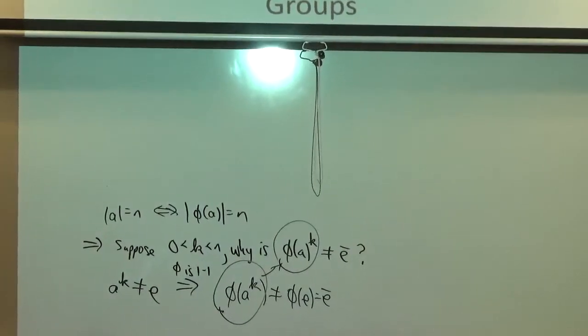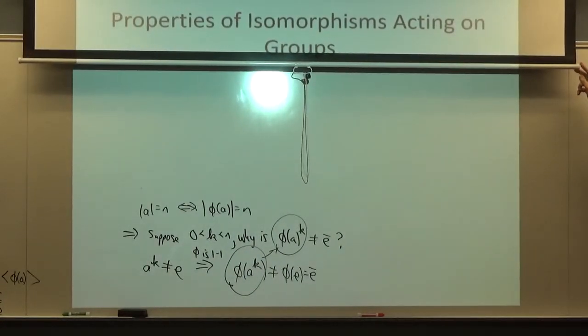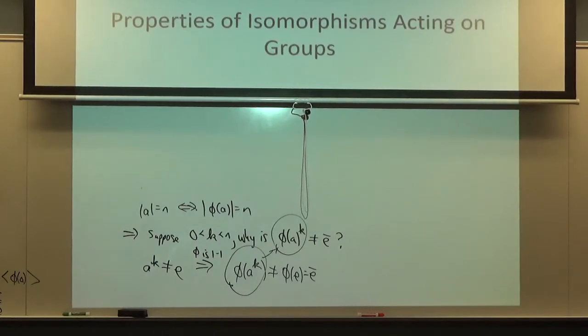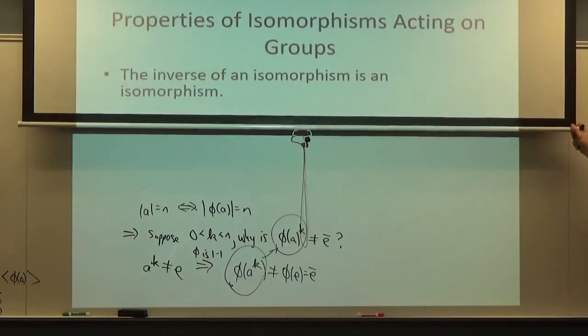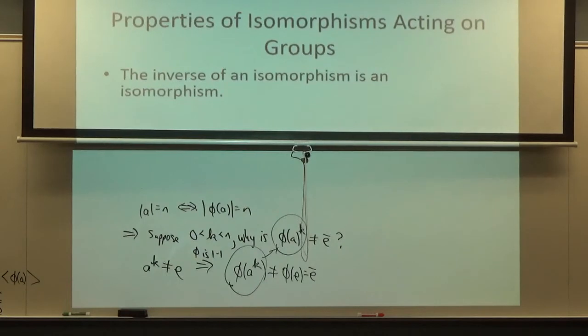Properties of isomorphisms acting on groups. For the sake of time, I'm only going to maybe prove one of these properties, maybe the first one, because I do want to mention a few other things and still get you out a little early. So we just looked at properties of isomorphisms acting on elements. What are properties of isomorphisms acting on groups? Here's the one I want to prove, or at least think about the proof of. The inverse of an isomorphism is also an isomorphism. Which, by the way, verifies the symmetric property of isomorphisms. If G is isomorphic to H, then H is isomorphic to G. Isomorphism is an equivalence relation.